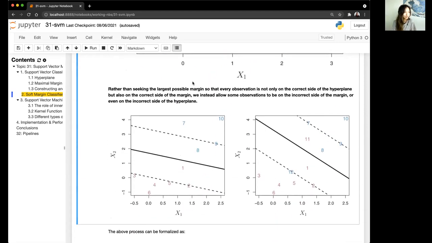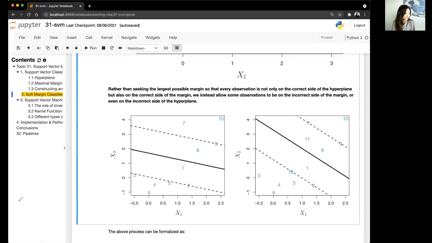Rather than seeking the largest possible margin, where every observation is not only on the correct side of the hyperplane but also on the correct side of the margin, we instead allow some observations to be on the incorrect side of the margin or even on the incorrect side of the hyperplane. So when we construct our margin, this minimum distance, we give it some leeway. We allow some data points to fall on the wrong side, but within this boundary.